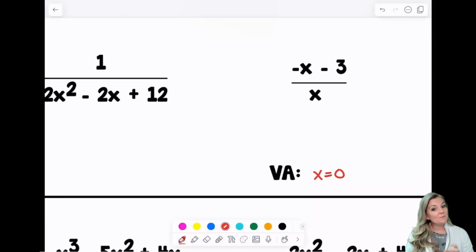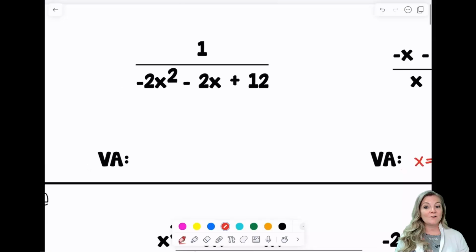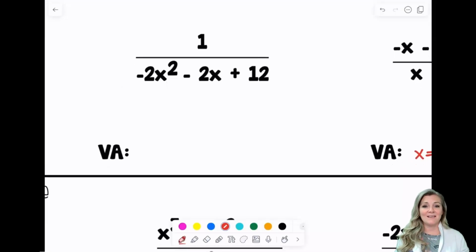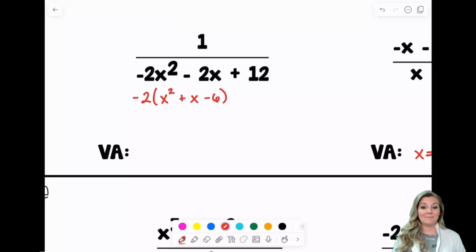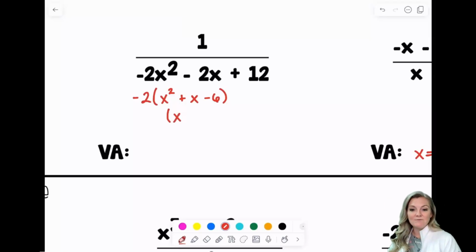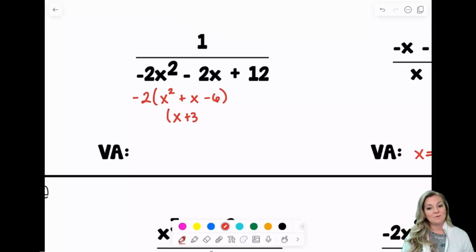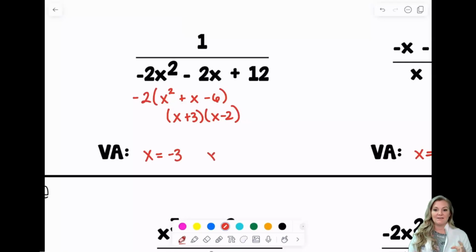This middle one's a little bit more tricky because it's got a trinomial. More importantly, it's got a 2 in front of everything. Everything's even, so I'm going to divide everything by 2. But I also don't like that it's a negative in front, so I'm going to divide everything by negative 2, which leaves me with x squared plus x minus 6. That is easier for me to factor. Two numbers that multiply to give me negative 6 but add to be positive 1 would be positive 3 and negative 2, so x plus 3 and x minus 2. Set those factors equal to 0, which means x equals negative 3 and x equals 2.